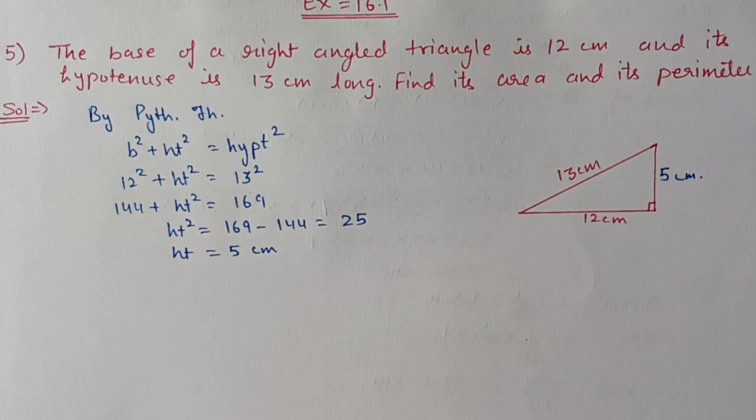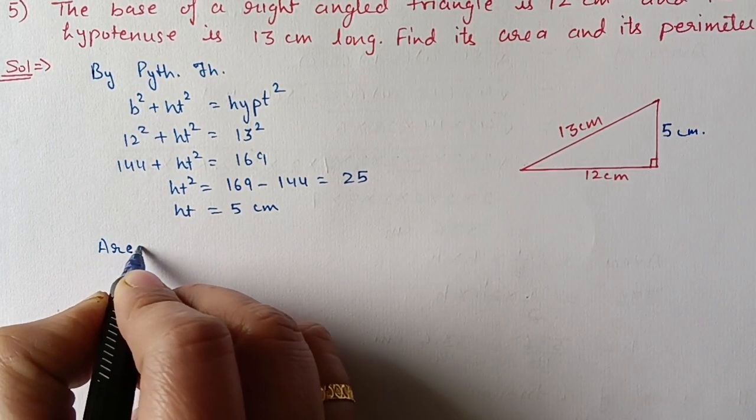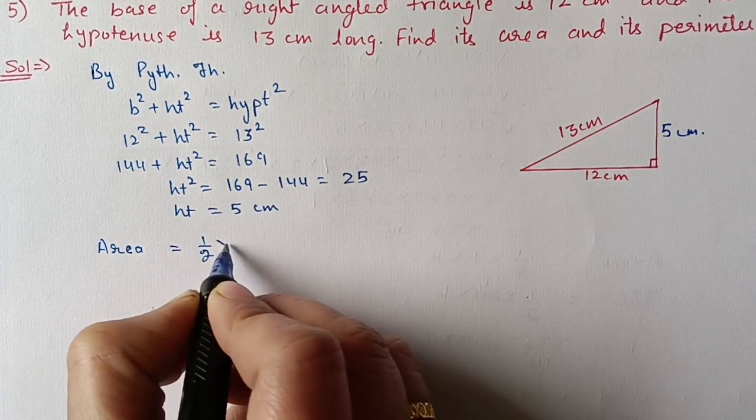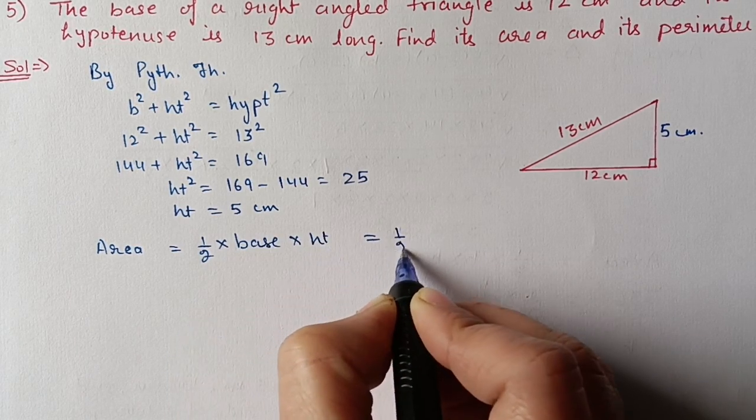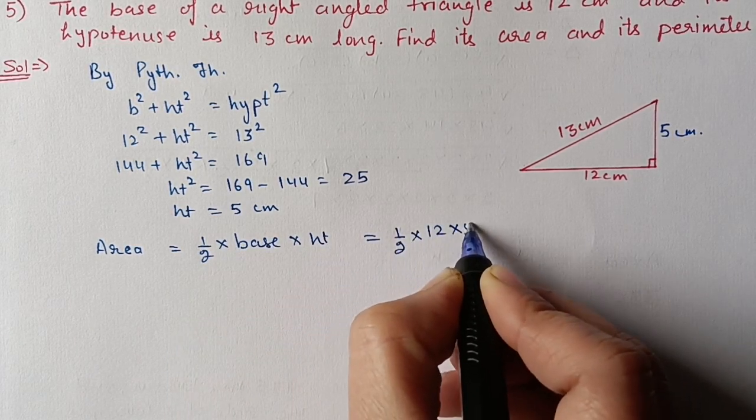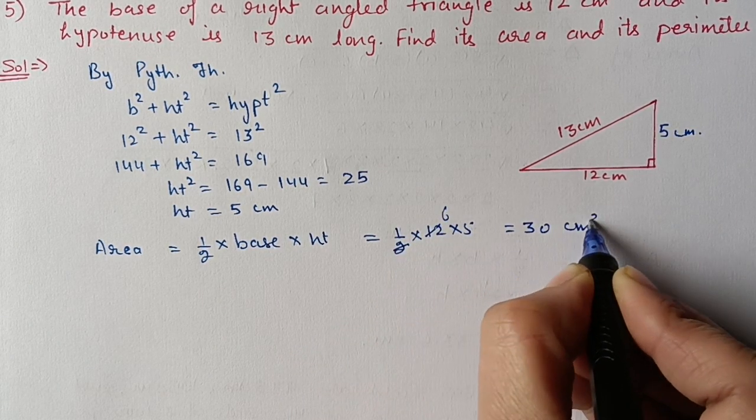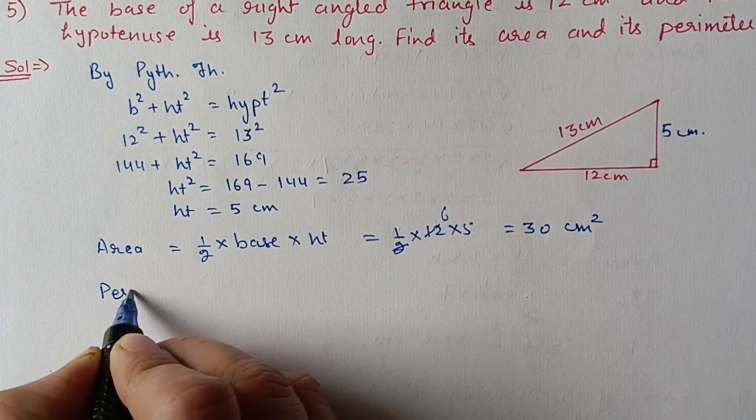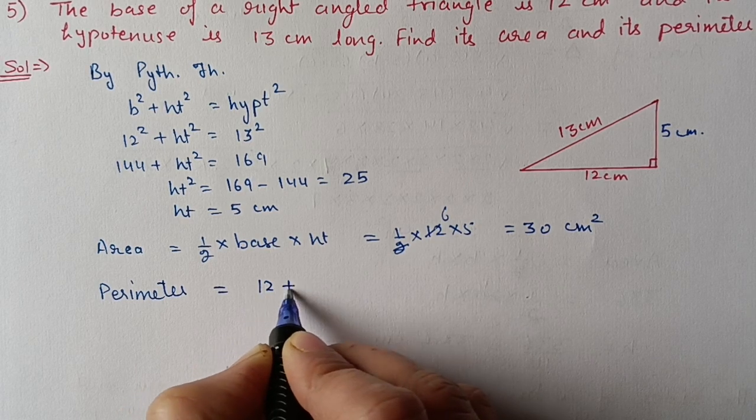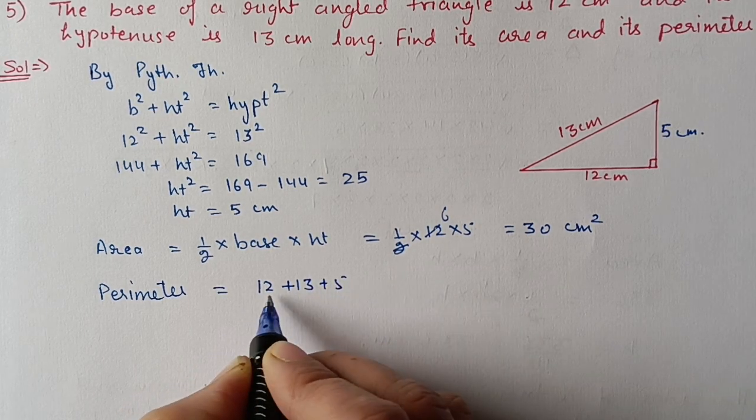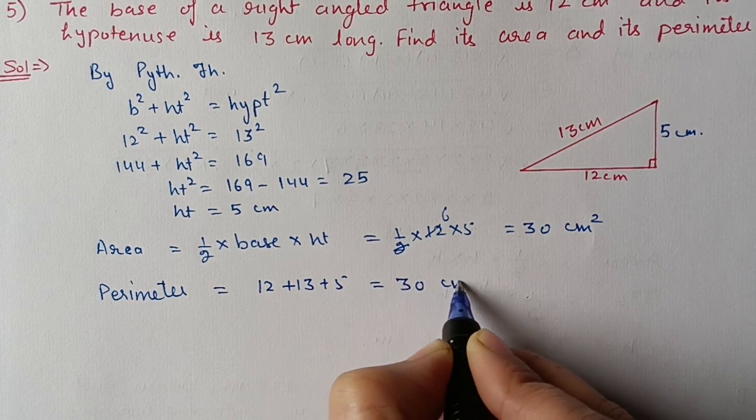Now we can calculate its area and perimeter. So for area we can use the formula half base into height. Base is 12 and height is 5. Cancel out, 6 5s are 30 centimeter square. And for perimeter, sum of all three sides. So one side is 12, then another 13 and 5. 12 plus 13 is 25, plus 5 is 30 centimeter.